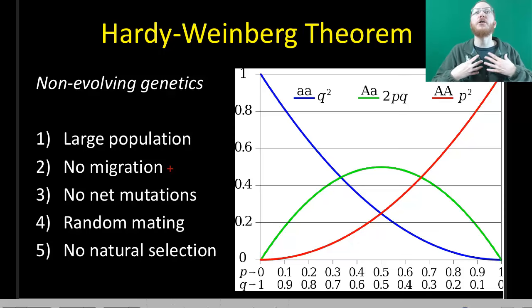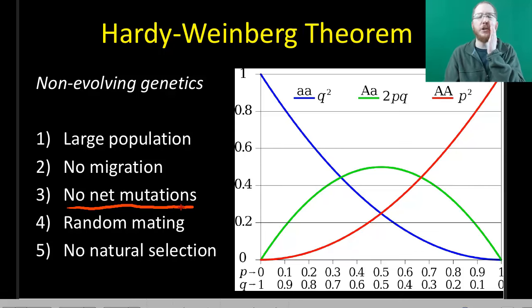And we want none of our traits to walk off. We don't want our individuals that have a certain trait to leave, and now we don't have that trait anymore. We want no net mutations, so overall, we don't want anything new to crop up or anything to get broken by a mutation and disappear. So once again, we're trying to keep things the exact same.